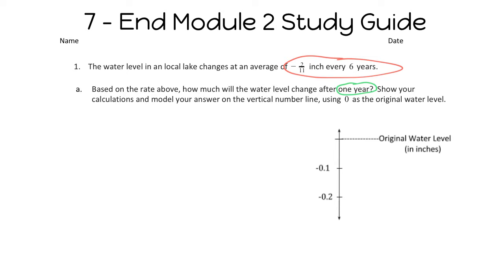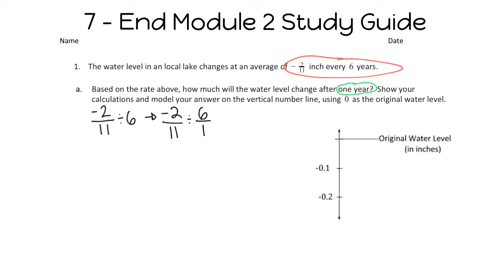So first we need to figure out how much the water level will change after 1 year. To do that, we're going to use our rate to solve for that information. So I'm going to take -2/11 and divide it by 6. Now, because we're dealing with a fraction, I need to make sure both of my values are in fraction form. To do that, I'm going to make my 6 an improper fraction. So I'm going to have -2/11 divided by 6/1.